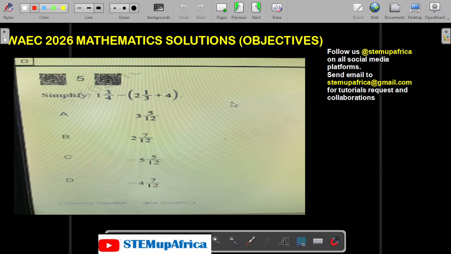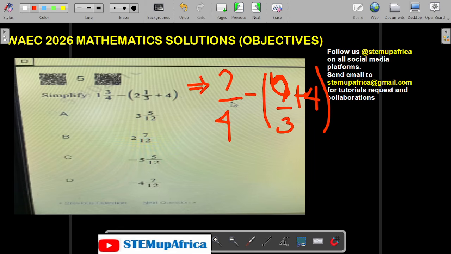So go to question 5. You should simplify this. I'm having 1 and 3 over 4. If you convert to fractions, we have 7 over 4 minus the bracket, which gives us 7 over 3 plus 4. According to board maths, we have to simplify the bracket first. So let's simplify the bracket.